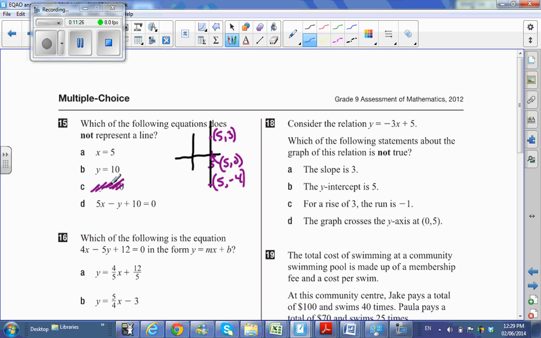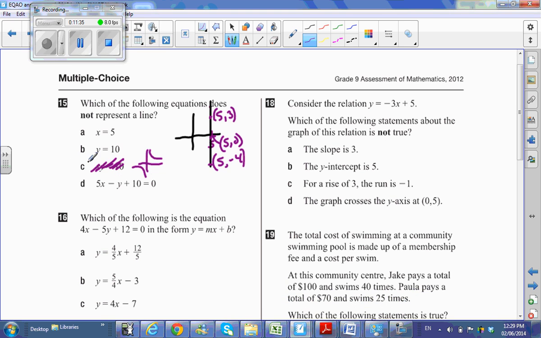Maybe in grade 11 or 12 a little bit, but you'll see that it actually turns out, if you had a graphing calculator, you get something that looks like this. Okay, but not a line.